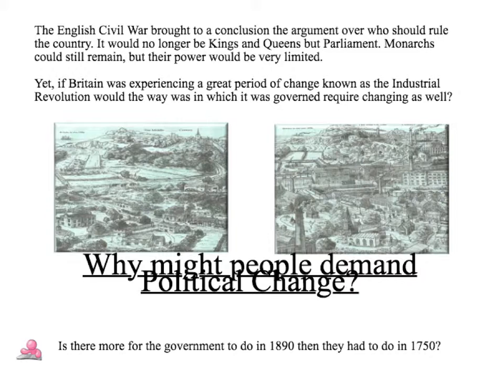So we can initially start off by asking people in the class, if these two scenes are so different, how might it impact on the way in which Britain needs to be governed? The obvious one would be more people, therefore the systems need to change. The government clearly has more to do in this picture than it did in this picture. So that can be speculative.